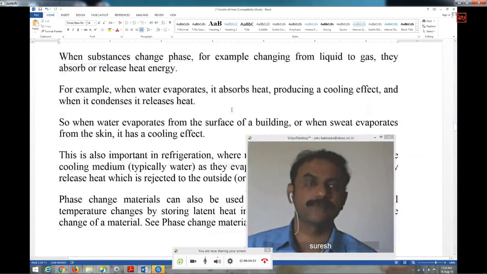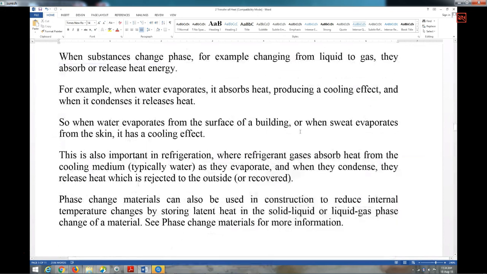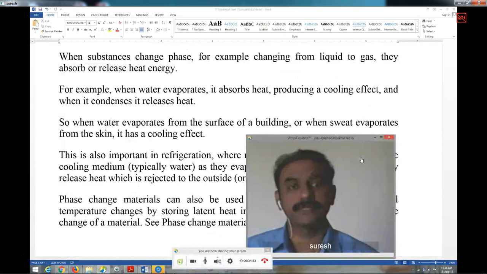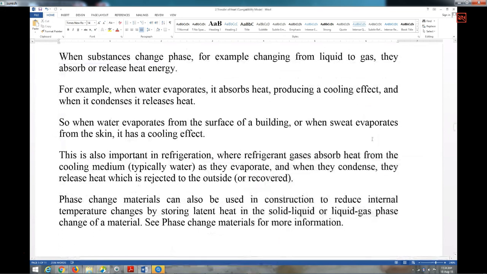The substance changes its phase, for example, from liquid state to gas state, or gas state to liquid state, through the application of pressure, whatever it may be. That also causes some change. For example, the water that is going to evaporate absorbs heat, producing a cooling effect, and when it condenses, it releases heat.